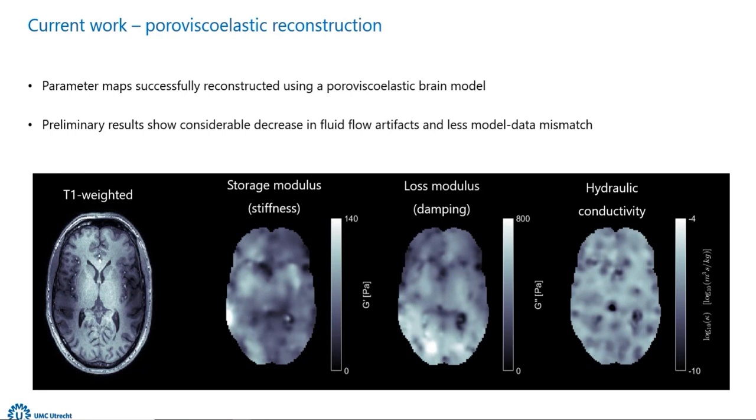We see a considerable decrease in these fluid flow artifacts. There is still one here, but these edge cases we can deal with using brain masking, and we still have one here. But in general, there is a considerable decrease in these artifacts. And as you can also see, this damping parameter shows a lot more symmetry and detail compared to the viscoelastic case. So we also see less model data mismatch, at least for now.